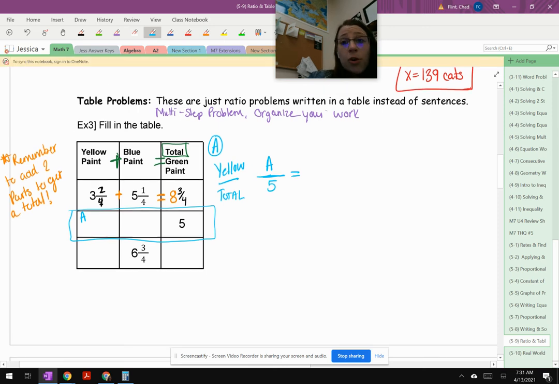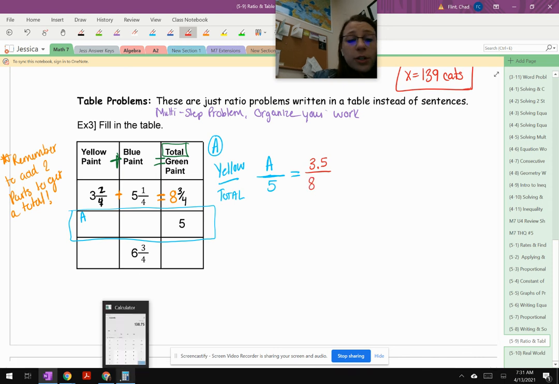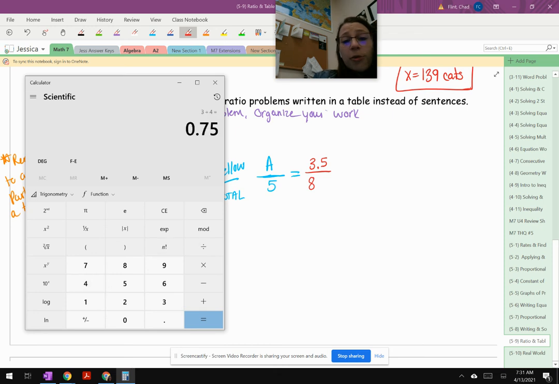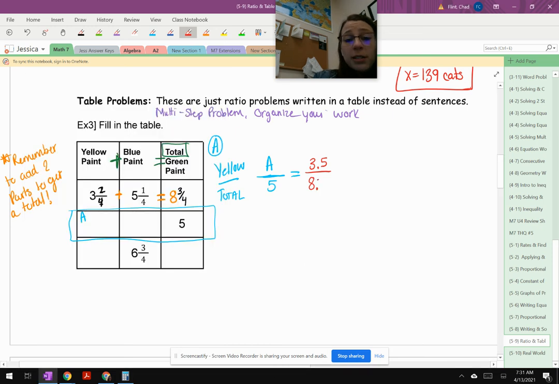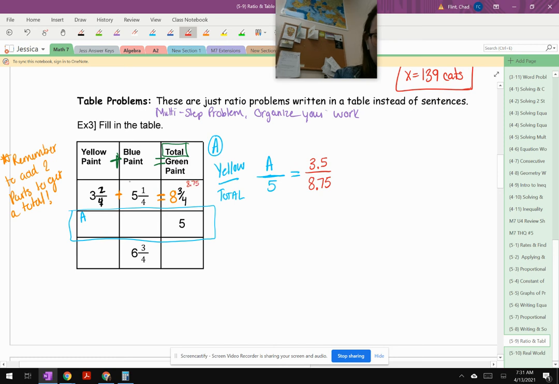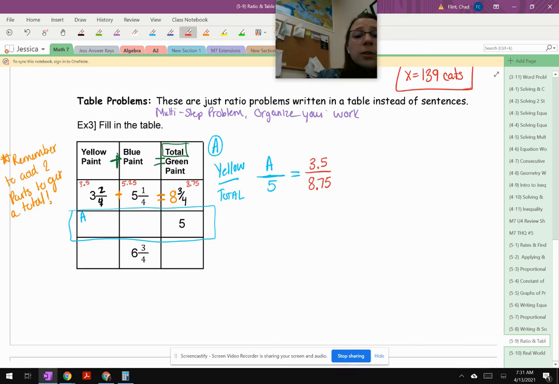So what other information do I have for yellow and total? Well, I have that first row of information, which I'm going to absolutely use. So the yellow from that row is 3.5, and the total is 8 3/4, which again, 3 divided by 4 is 0.75. So I'm going to turn that into the decimal 8.75. And I'm just going to write this up here so you guys know where those came from.